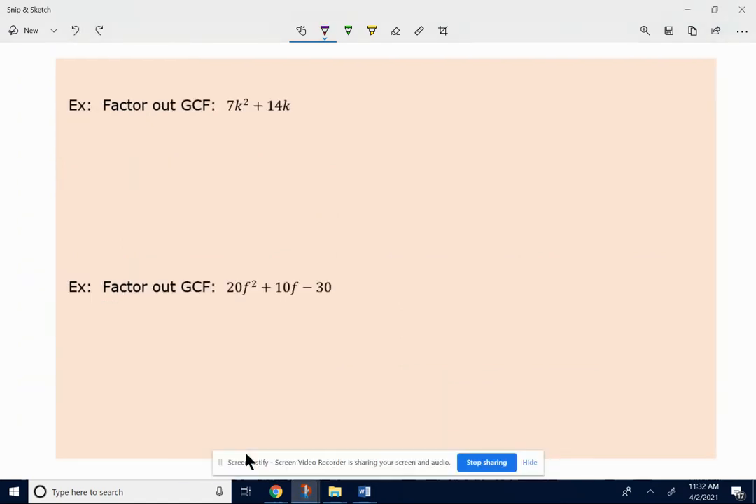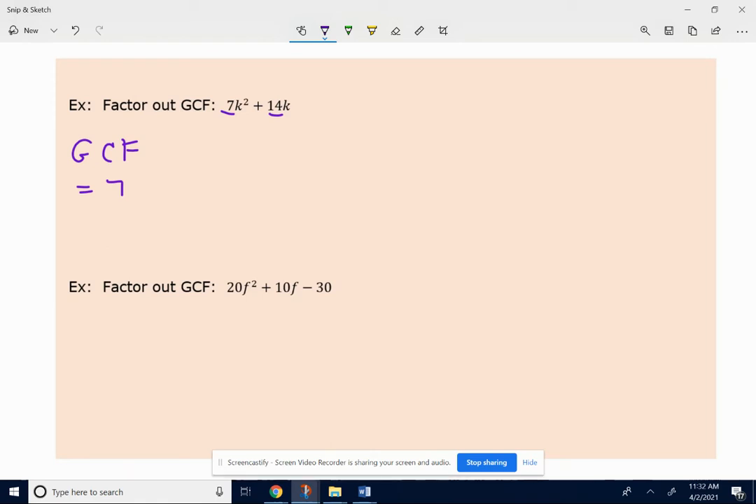Let's say we wanted to factor out the greatest common factor of the problem 7k to the second plus 14k. My first goal is to figure out what the greatest common factor is. So look at the numbers first, the 7 and the 14. We want to figure out what is the biggest number that will divide evenly into 7 and 14. So that's 7.